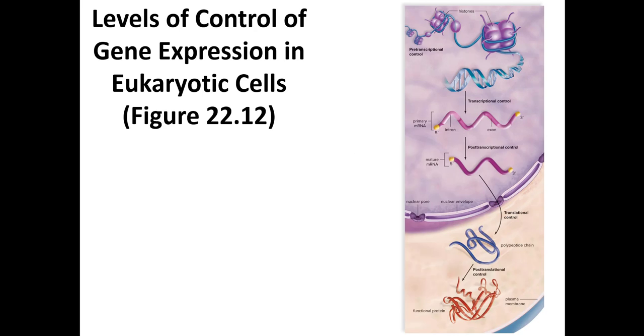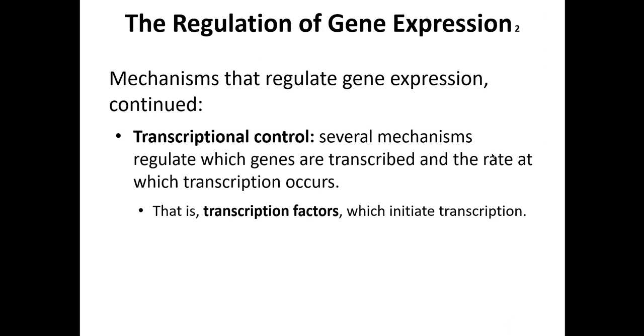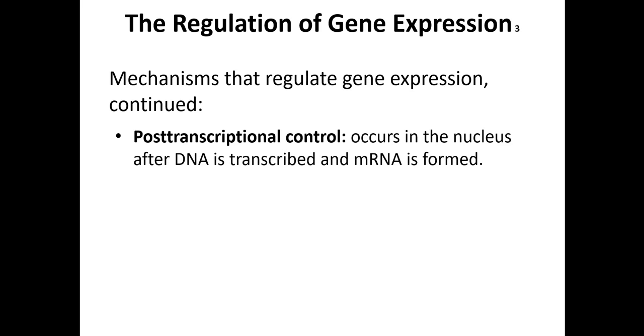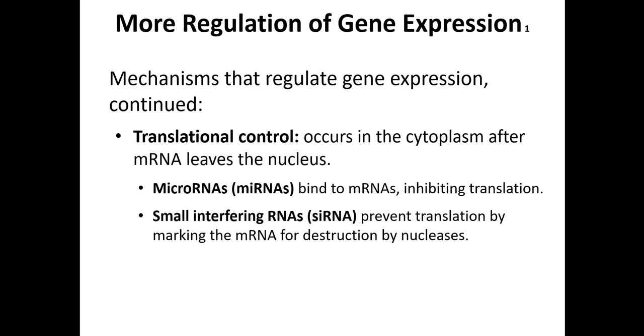Over here is a picture showing you transcriptional control and post-transcriptional control. Transcriptional control occurs as several mechanisms that regulate the genes that are transcribed and the rate at which they occur. That is, transcription factors, which can initiate transcription. Post-transcriptional control occurs in the nucleus after DNA is transcribed and mRNA is formed. Translation control occurs in the cytoplasm after mRNA leaves the nucleus.